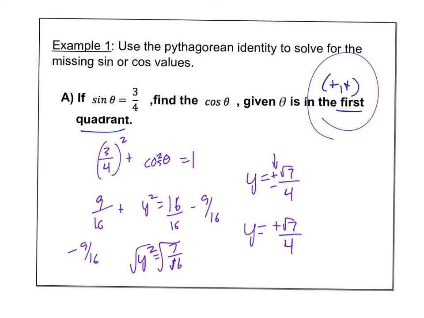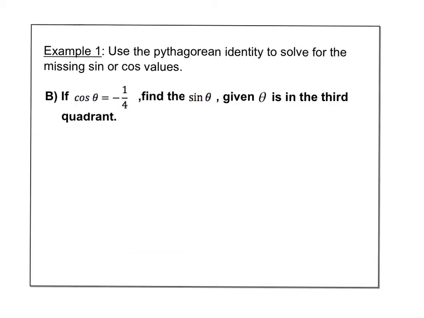You've done a few of these before towards the end of Unit 2, so it's the same kind of idea. This time you're given cosine, but you're in the third quadrant. Third quadrant, for those of you who may have forgotten, is down here. This is quadrant 3, where everything is negative. So your cosine is negative 1/4.